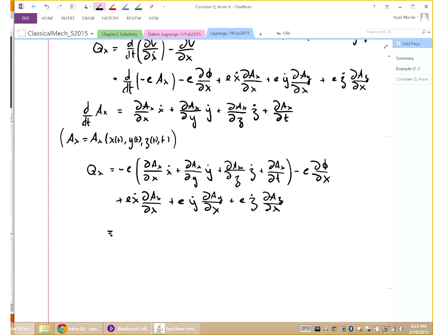So now let me examine this. First of all, if we look at the x dot term, I have a minus e ∂Ax by ∂x, x dot, right? This term here cancels this term here.